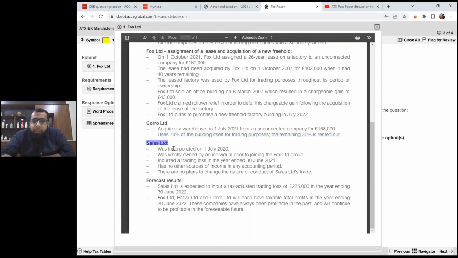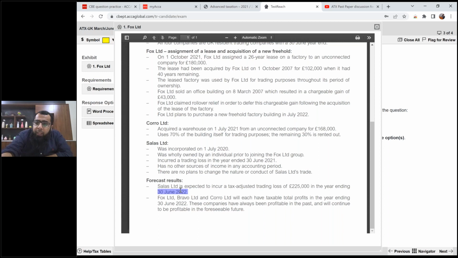Salis Limited was incorporated on 1st July 20 and was wholly owned by an individual prior to joining the Fox Limited group. It incurred a trading loss in the year ended 30th June 2021 and has no other source of income in any accounting period. There are no plans to change the nature or conduct of Salis Limited's trade. Forecast results: Salis Limited is expected to incur a trading loss of £225,000 in the year ending June 2022.